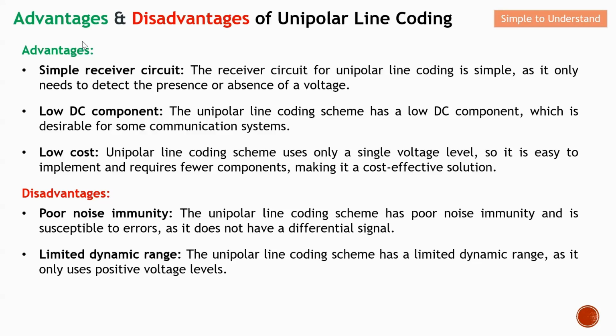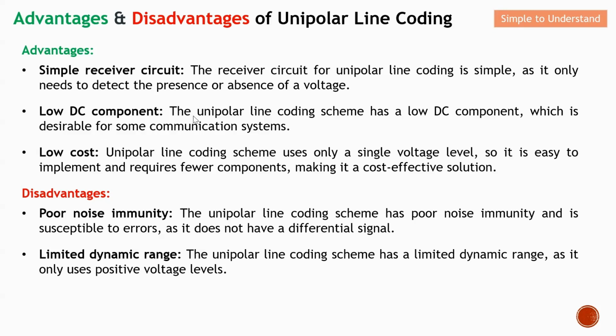Basically for unipolar, it has the simplest receiver circuit. This is because it is only on and off. The receiver circuit for unipolar line coding is simple as it only needs to detect the presence or absence of a voltage. If you still remember, it simply works like an on-off switch. So basically, they need to detect whether it is on or off. Therefore, the receiver circuit will be the simplest one.